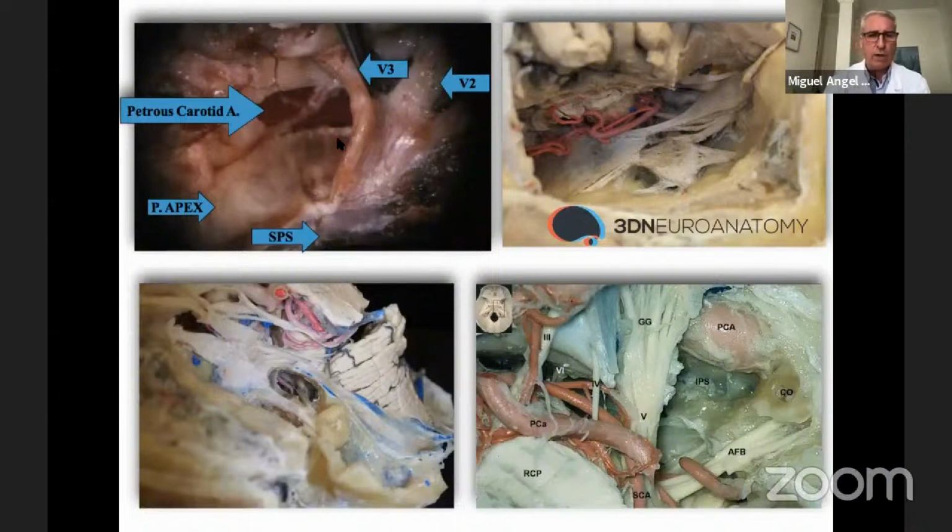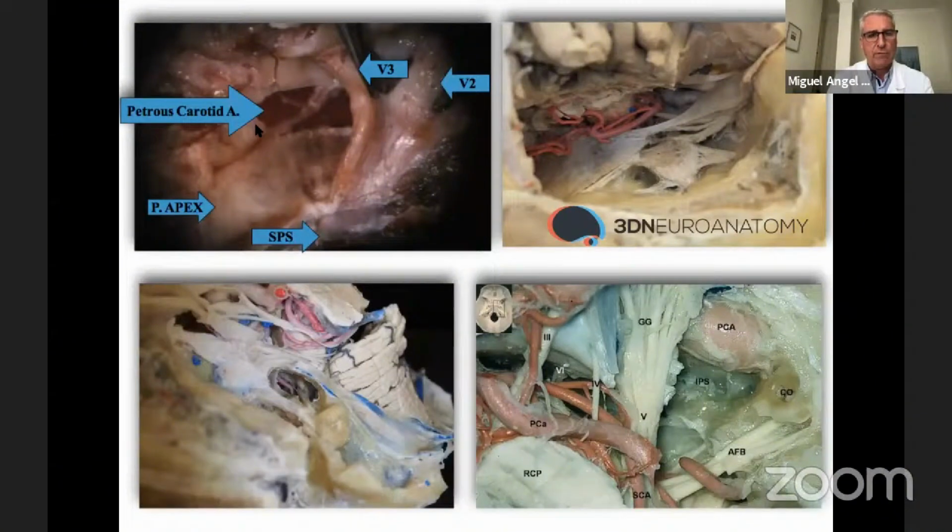Just top left, you can see in this slide from Vinko Dolenc the Petrous bone, the Petrous apex itself, the anterior Petrous apex, because we have an anterior Petrous apex and a posterior one that is just behind the internal auditory canal. We also can see the relevant neurovascular structures, V3, V2. This is the Gasserian ganglion, superior petrosal sinus, Petrous carotid artery, and GSPN.